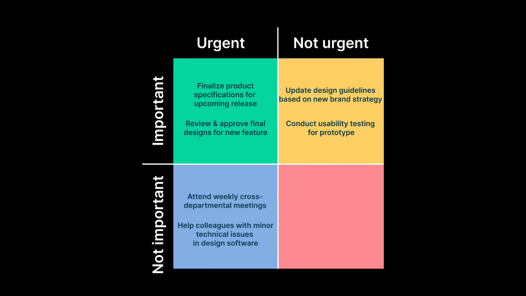Third quadrant: urgent but not important. Attend the weekly cross-department all-hands meeting. It's important to stay informed about what's happening in your organization, but if you don't need to share any updates from your side, you can ask your colleagues to participate in the meeting. Help colleagues with minor technical issues in design software. Urgent to them, but it could be handled by the IT support team.